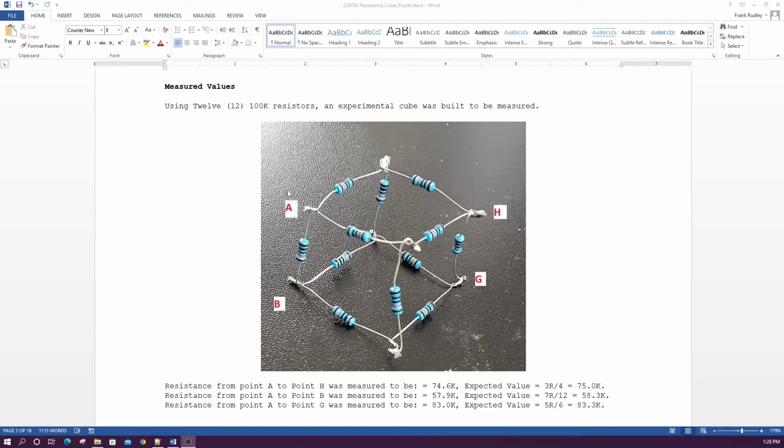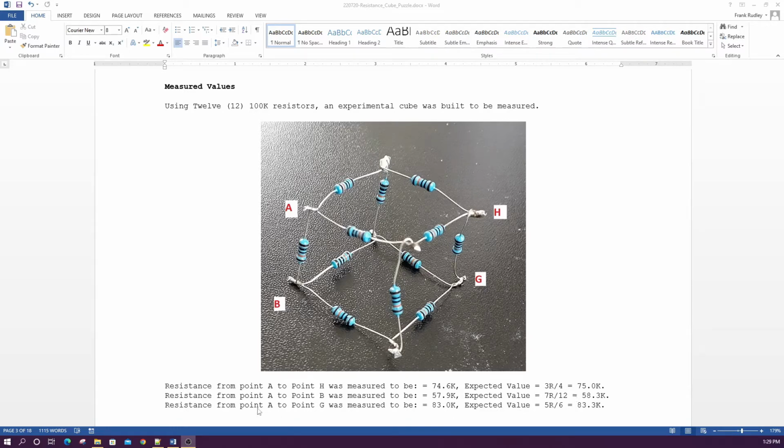This is my example 2. A to B was measured to be 57.9K, but the expected value is 7R over 12, which is 58.3K. So that's pretty close. You know, there's the tolerances. I believe these are 1% resistors. It would be interesting to do a tolerance analysis to see what the worst case tolerances would give you when you measure it. That's something I've done a lot. Actually, using the same method that I'm going to show you comes in handy if you ever have to do a tolerance analysis, which I always have to do for a lot of my designs.